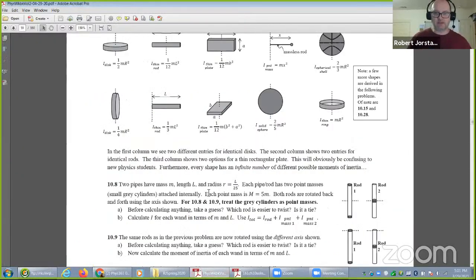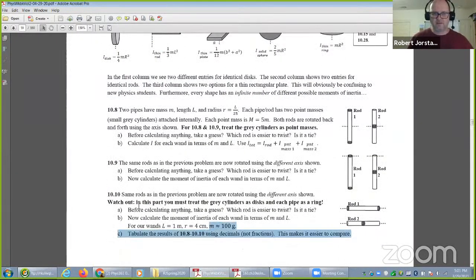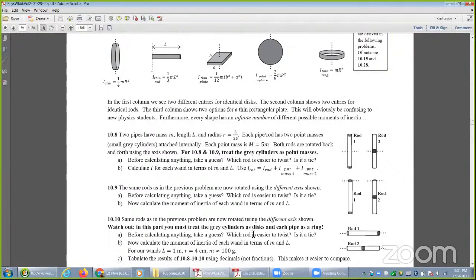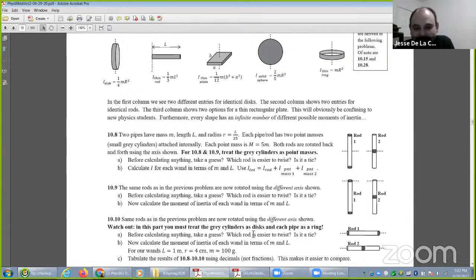That said, let's dig in and make sure we get this right first. Let's forget about that for the time being. Let's look at 10.10. Which one should be easier to twist, rod 1 or rod 2 in part 10? What's your gut tell you? 2. Okay, so what do you think I'm going to say next? It's not that 2 is easier to twist. Rod 1, because the point masses are 0? No, not rod 1 either. Equally. It's a tie.